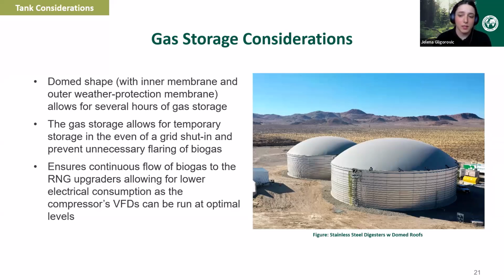Plan T also uses a system where rejected RNG can be flashed back into the gas storage dome to be processed again by the upgrader, which again prevents it from having to be flared, and having to flare partially upgraded RNG as well.